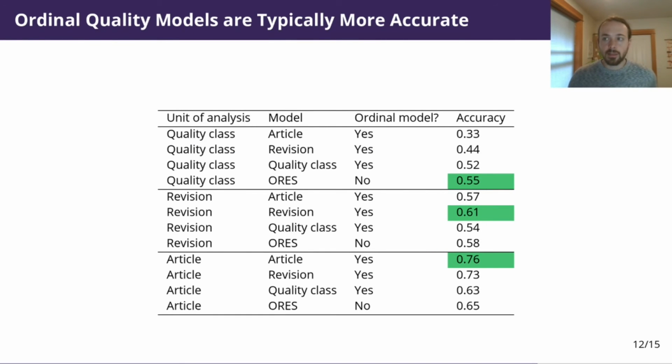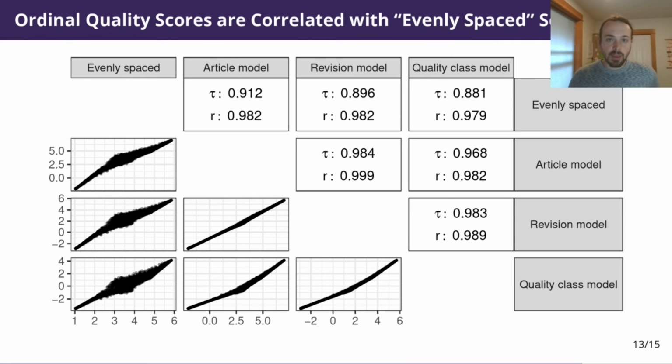Next, I find that using a model calibrated to the appropriate unit of analysis provides improved accuracy. This table just shows the accuracy numbers for each of the 3 models that I fit, plus ORES, for the quality class dataset, the revision dataset, and the article dataset. And it turns out that for the revision and article datasets, the ordinal quality models are considerably more accurate than ORES is. That being said, these quality scores are all highly correlated.